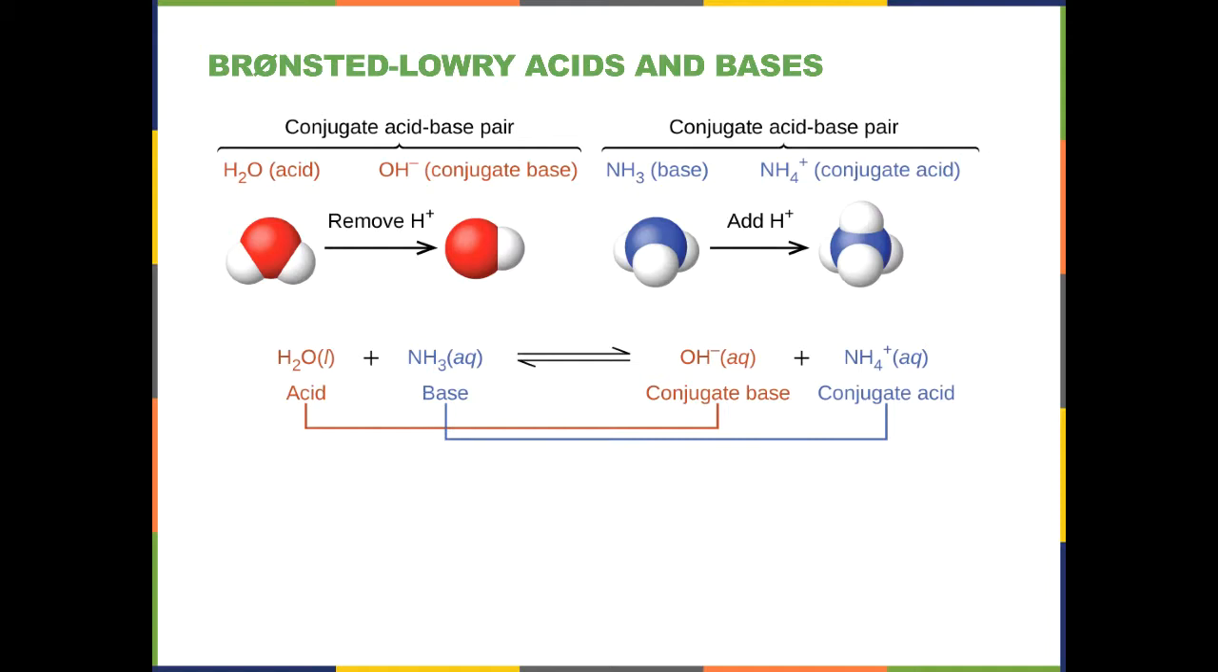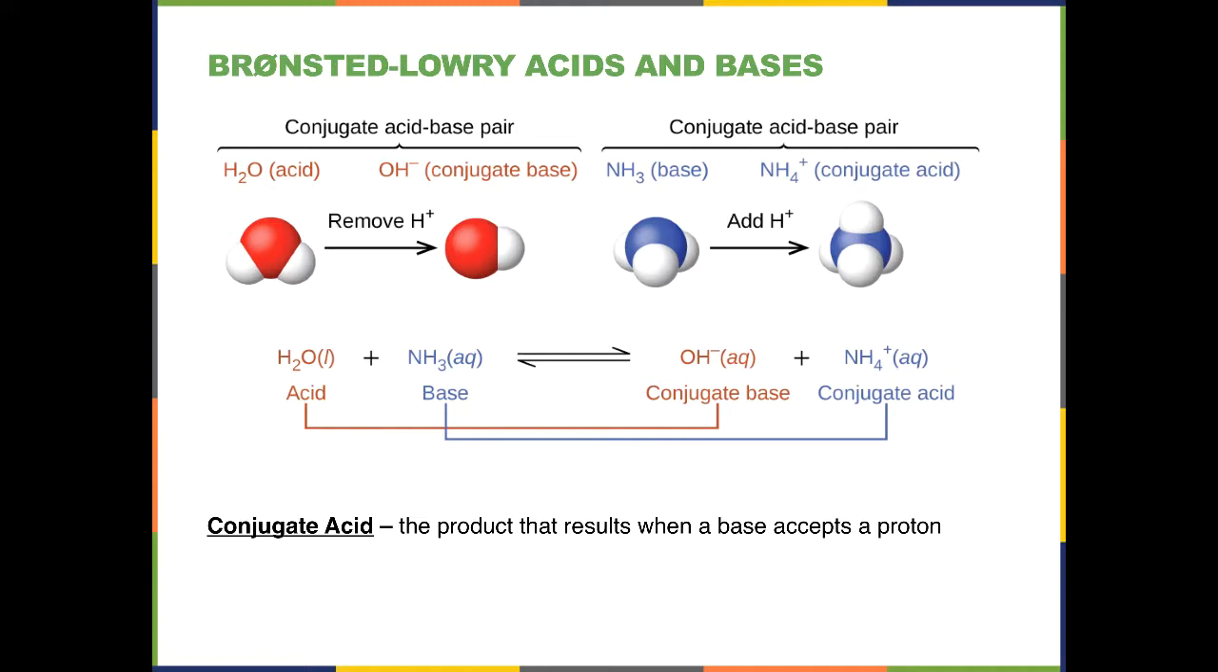Now the reason these are called conjugate base and conjugate acid is because if you look at the reaction in the opposite direction, that is from right to left, then the ammonium ion would donate a proton to the hydroxide ion. Thus, the ammonium ion would be an acid and the hydroxide ion would be a base. It's called conjugate because it's associated with the original acid, water, and the original base, ammonia.